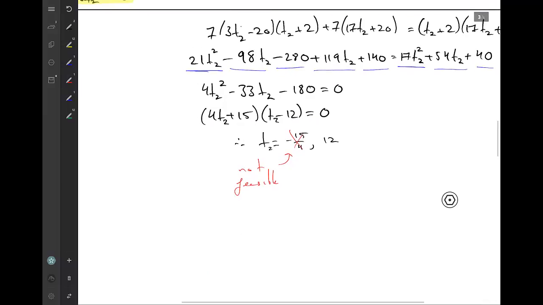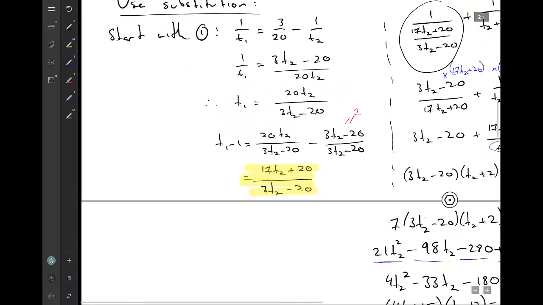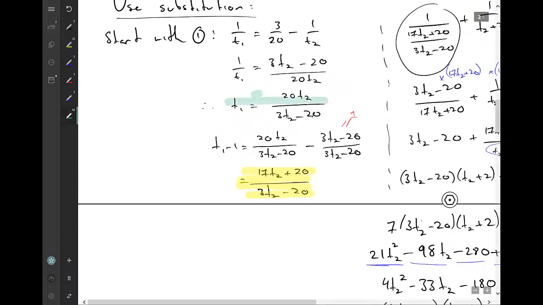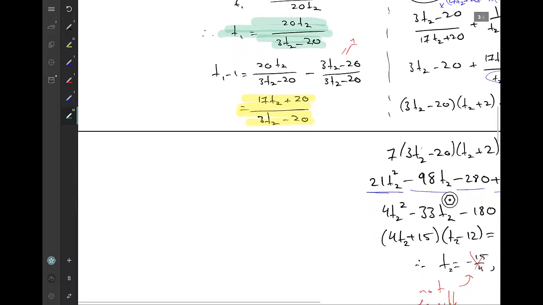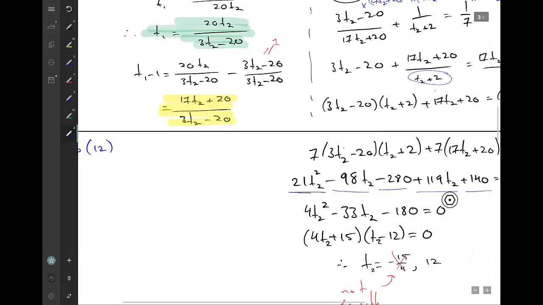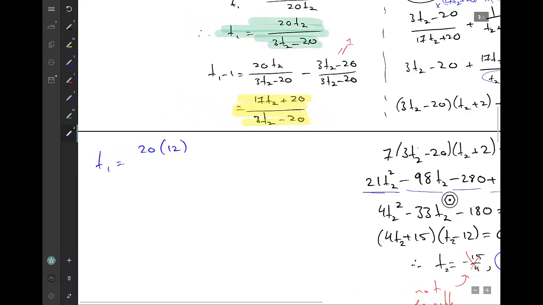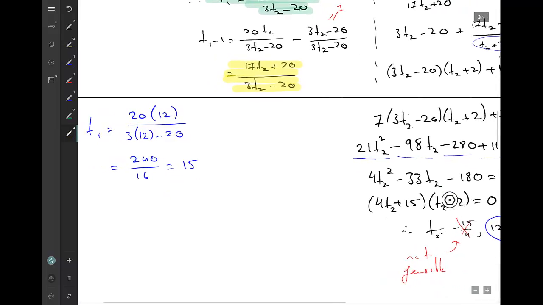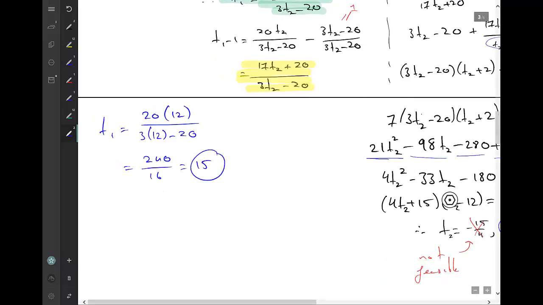Okay, so we've got our answer of t2 equals 12, and we know from before that we had t1 equal to this thing over here, this green highlighted bit. So let's use a different color for that. Okay, so we get t1 is equal to 20 times 12, which is what we found for t2, all on 3 times 12 minus 20, which gives us 240 on 16, which gives us 15. All right, so we've got t2 equals 12, t1 equals 15.